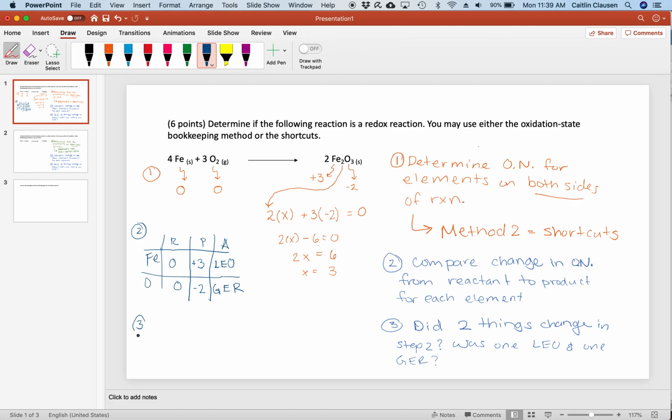Step 3. So did 2 things change? Yes. Iron and oxygen both changed their oxidation state numbers. Was one of them a LEO? Yep, the iron was oxidized and the oxygen was reduced. So I have a redox reaction.